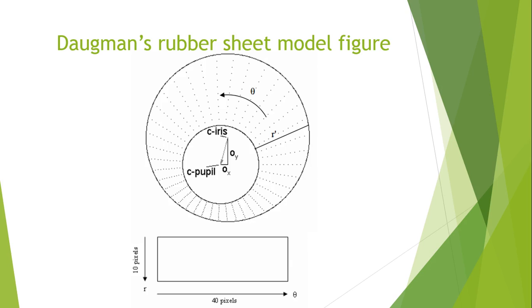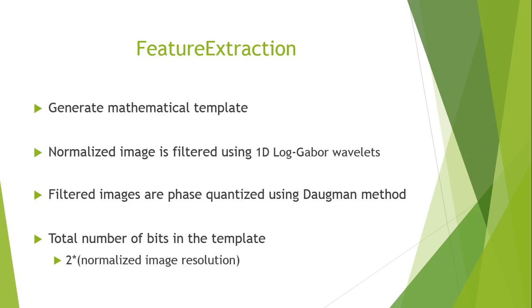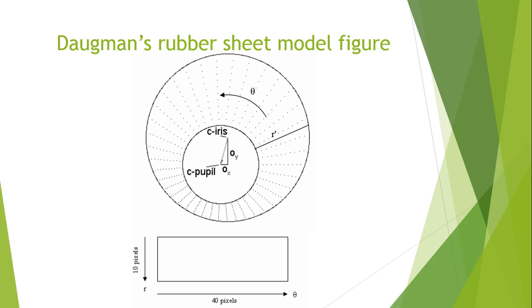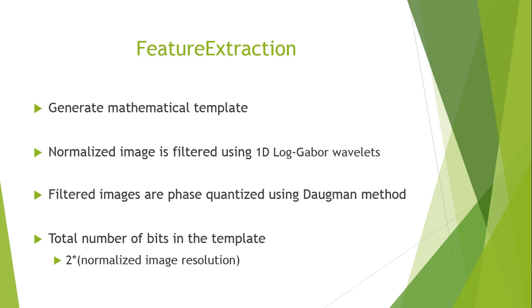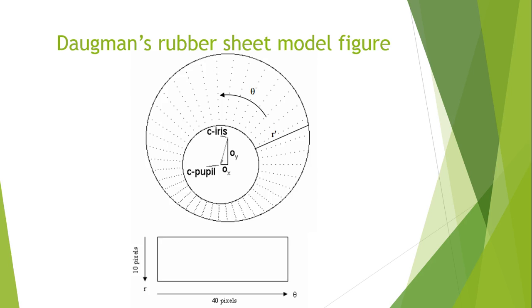The columns represent all the data points on a particular radius, so it covers the entire iris region. And once a normalized image or a normalized output is available, the feature extraction module takes this normalized image and generates a mathematical template. The normalized image is first filtered using 1D log Gabor wavelets. It takes each row and filters it out. So that means it takes every circular pattern and filters it out.